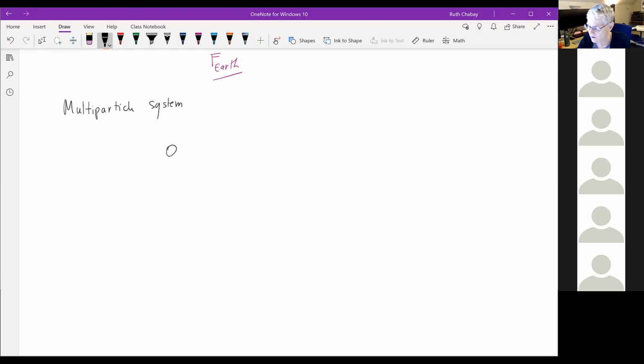So let's say we've got a bunch of objects that are attracting gravitationally, or maybe electrically, whatever. And they've got some momentum, so this one has a momentum 1, and this one has a momentum 2, and this one has a momentum 3. And so the total momentum of the system is going to be the sum of the momenta of all the objects in the system.